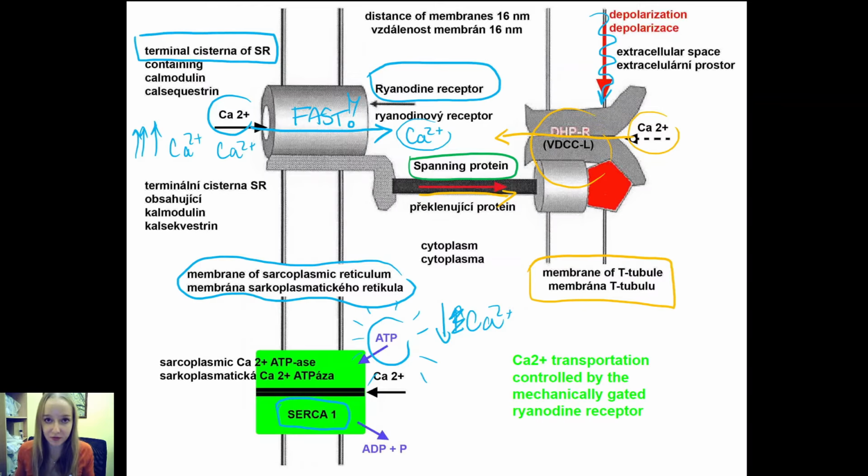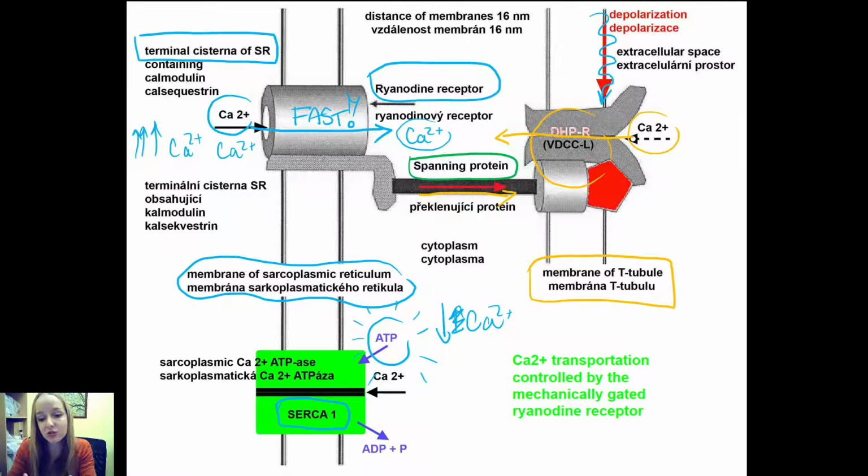And this mechanism of action, how it's created, is very important. So now you know why we have these T tubules. Because we want to transmit the depolarization wave. We want to open the ryanodine receptor on the terminal cisternae of the sarcoplasmic reticulum, so we can have these calcium ions in the cytoplasm.